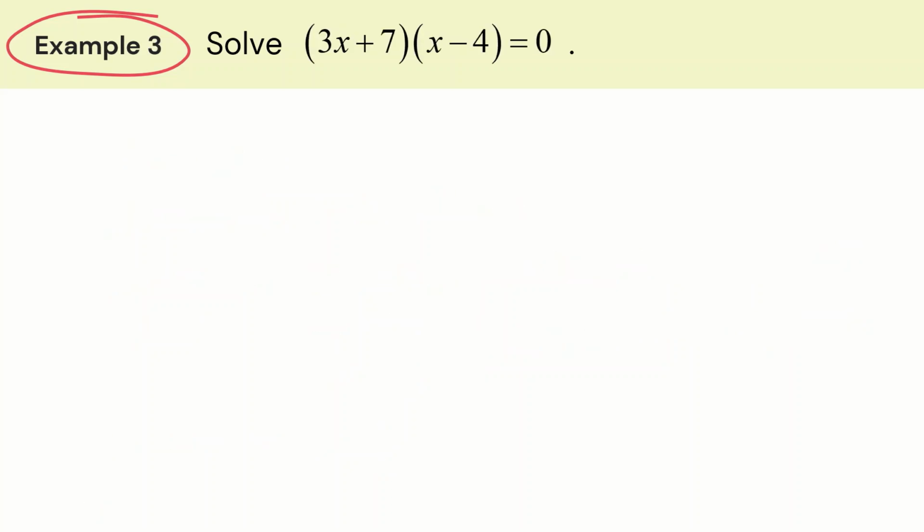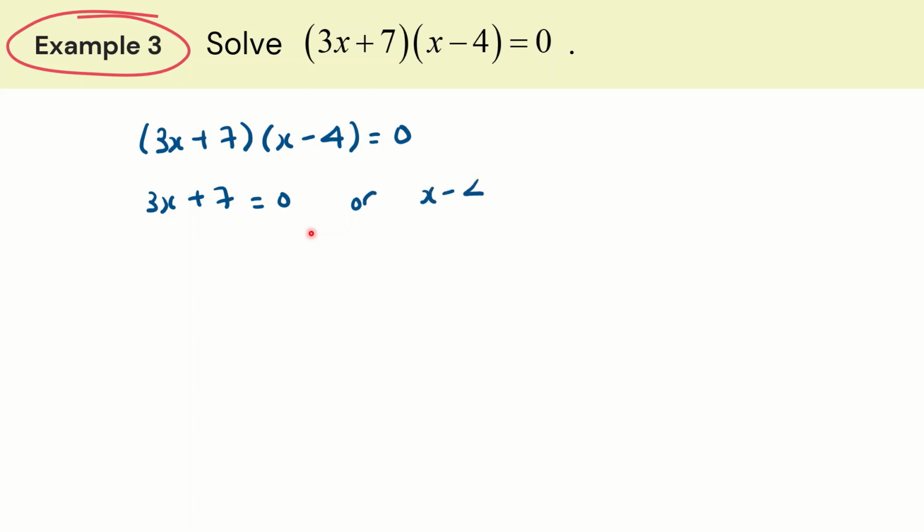Next, we take a look at example 3. We want to solve (3x + 7)(x - 4) = 0. In this question, it is already in its factorized form. We see that there are two things being multiplied with each other, the first one being 3x + 7 and the second one being x - 4. So using our zero product rule, we have 3x + 7 = 0 or x - 4 = 0. And that is where we apply our zero product rule.